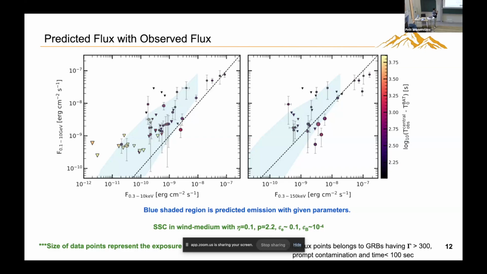However, you will see that there are a few data points on the top which cannot be explained with these parameters. It is because we chose the typical bulk Lorentz factor for GRBs, around 300, but these data points correspond to GRBs having a higher bulk Lorentz factor, around 500. Plus, these are very early time observations, so they can be prompt contaminated. But if you go to the lower data points, which mostly correspond to the real afterglow, where you have very little prompt contamination, you can explain all these observations.